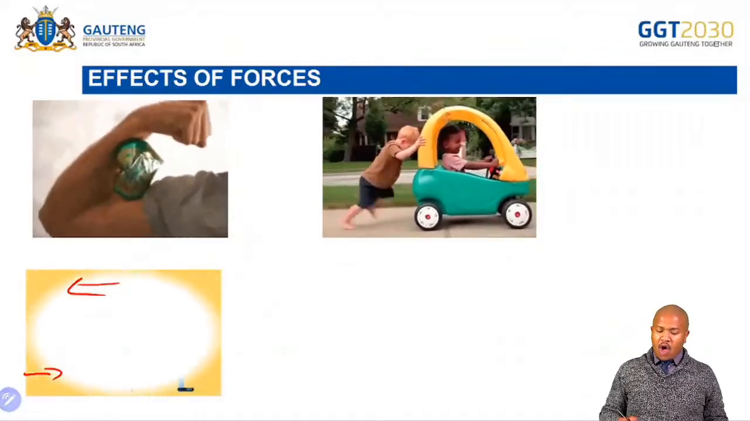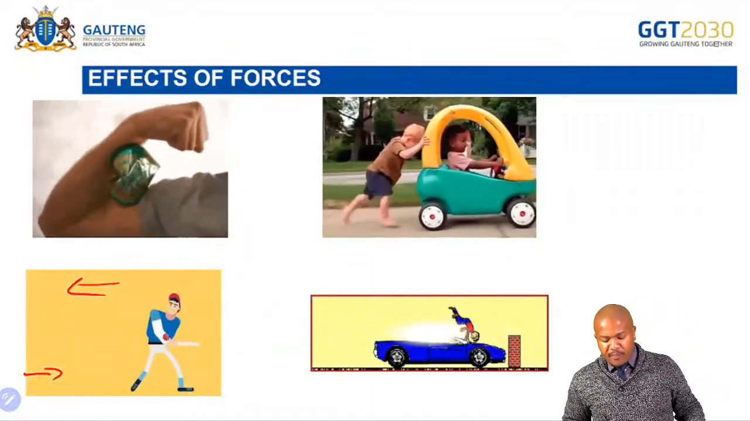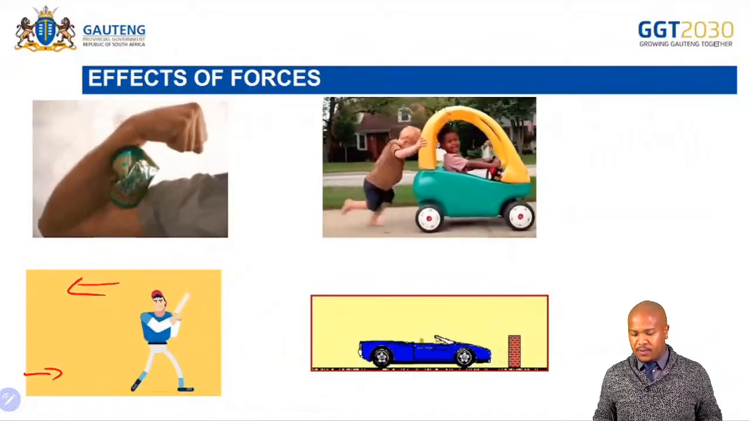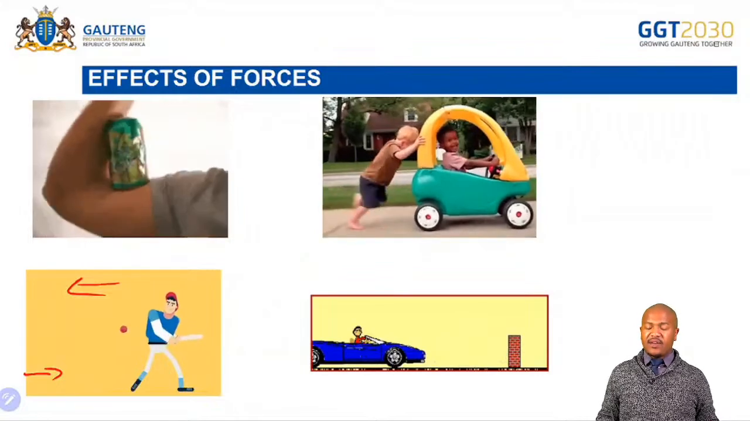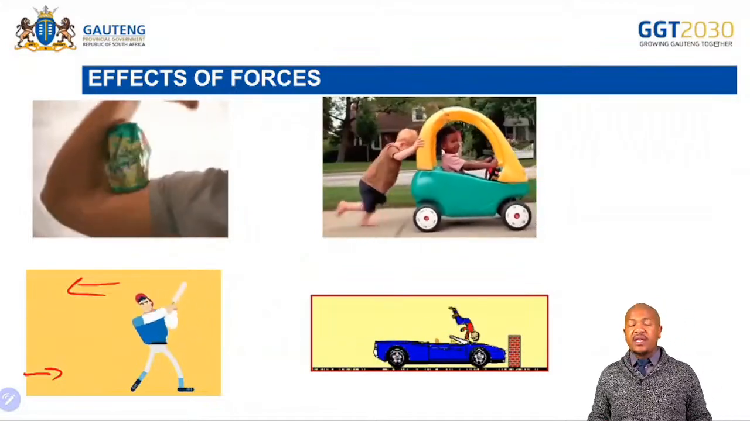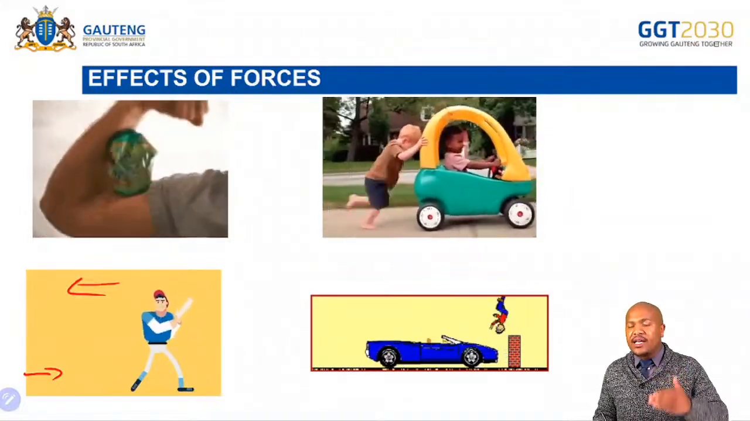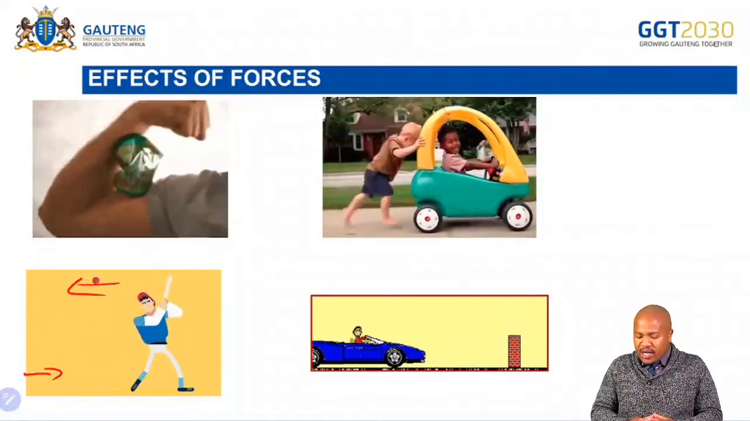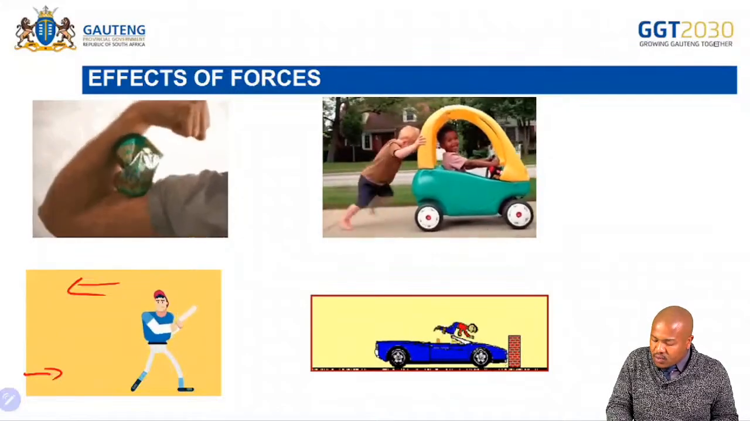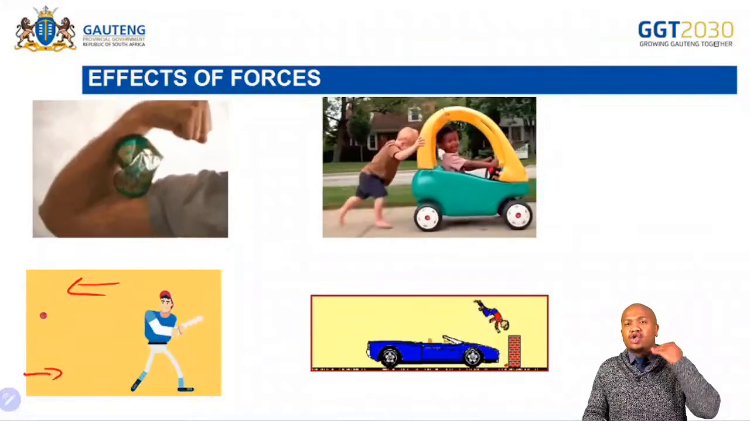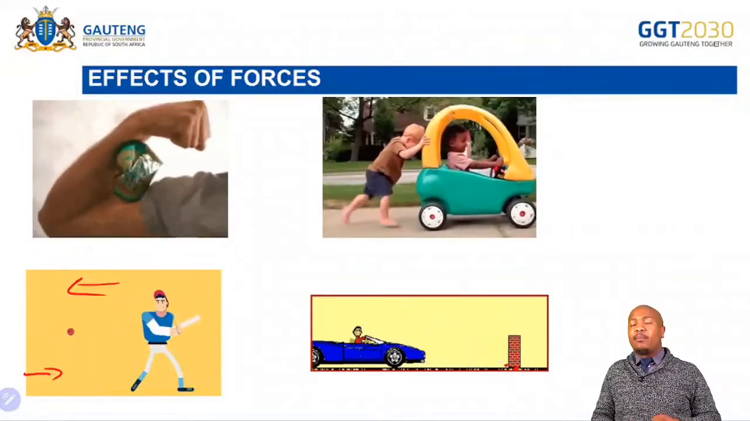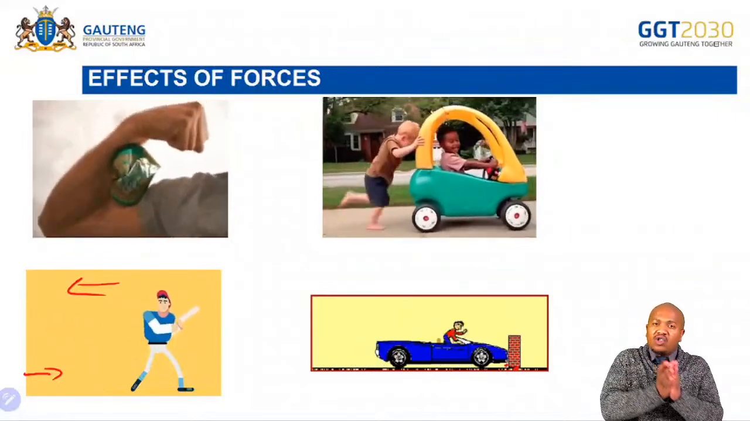right? Also, as we mentioned, it can completely stop a moving object. So this one is driving his car at high speed and suddenly hits a brick wall. As he hits this brick wall, what happens to his car now? It completely comes to a stop. This is because of the force that is applied by this brick wall onto his car.